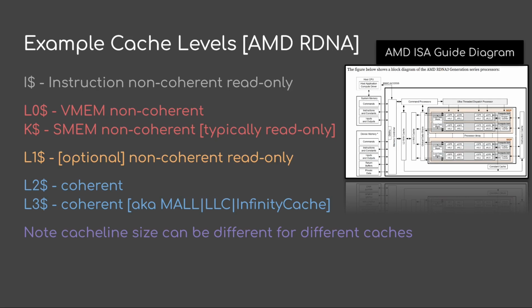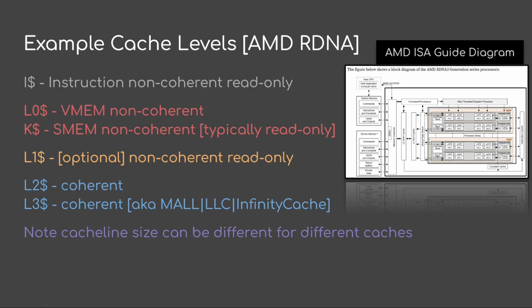Let's look at example cache levels on AMD RDNA. You have the I caches. Those are instruction caches, non-coherent, read-only. You have the L0. This is a vector memory. It's non-coherent but read-write. You have the K cache, or the scalar memory cache. This one's non-coherent, and it's typically read-only. You have the L1, potentially. Some chips, like RDNA4, do away with L1, turn it into a buffer. This is non-coherent and read-only if it exists.